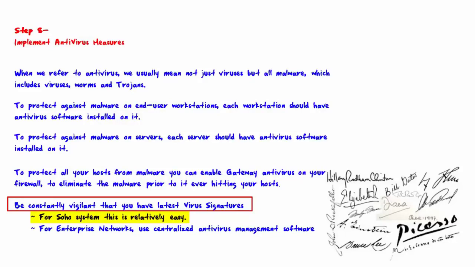For Soho systems, this is relatively easy. You simply install antivirus software on your PCs. Most antivirus software upgrades its signatures automatically, and if you periodically double check that the signatures are up to date, then you're probably okay.